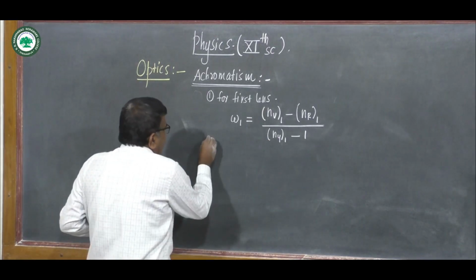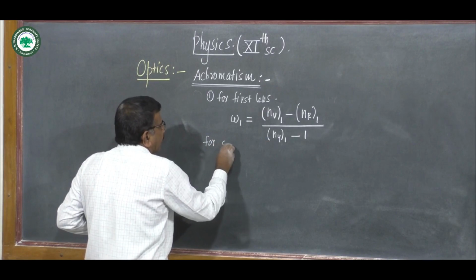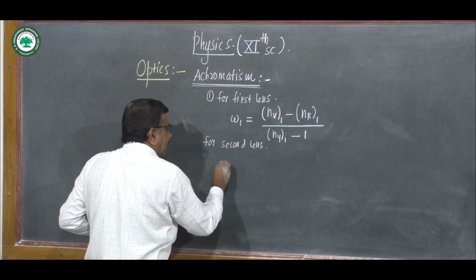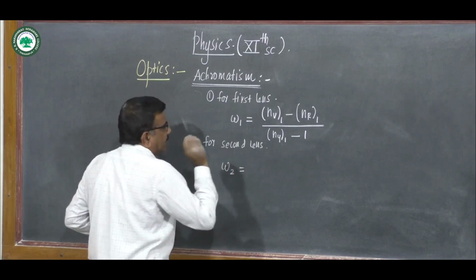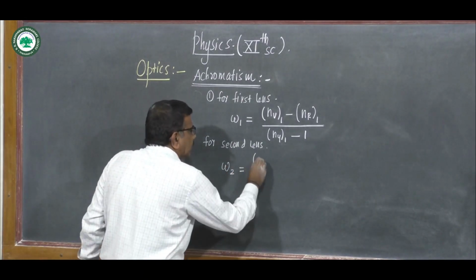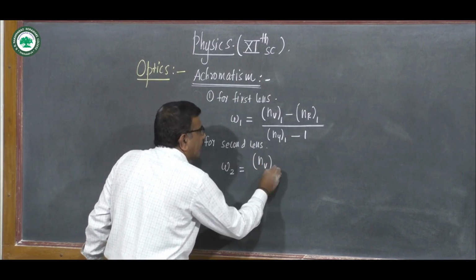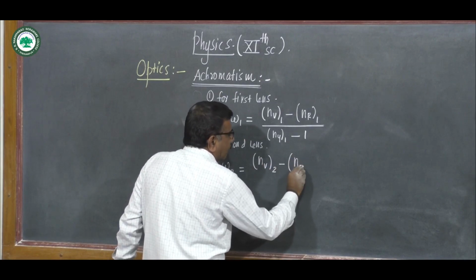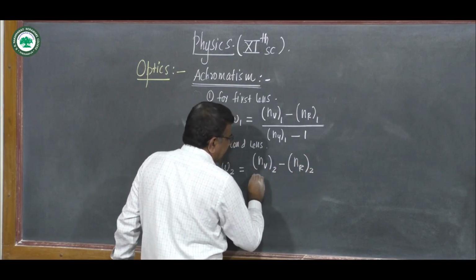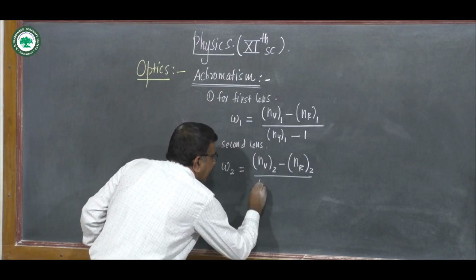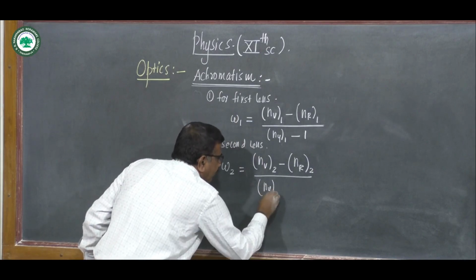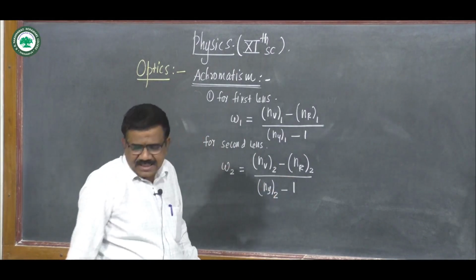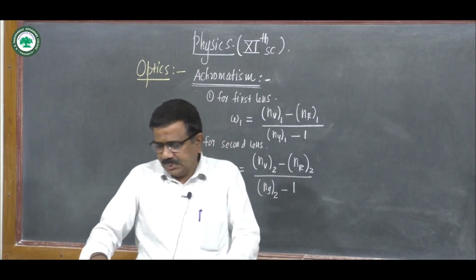Similarly, for the second lens, the dispersive power will be omega 2 equal to (Nv2, the refractive index of violet for the second lens, minus Nr2, the refractive index for red for the second lens) divided by (Ny2, the refractive index of yellow for the second lens, minus 1). So these are the dispersive powers for the two lenses.